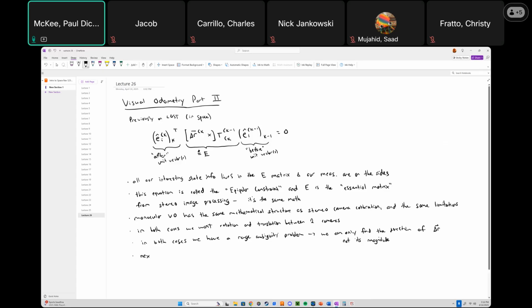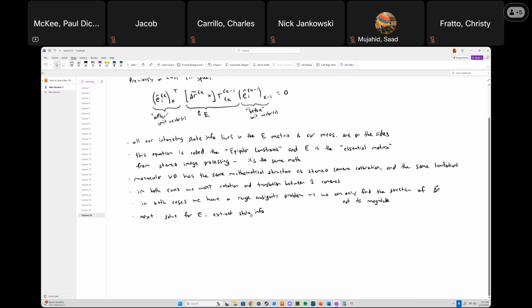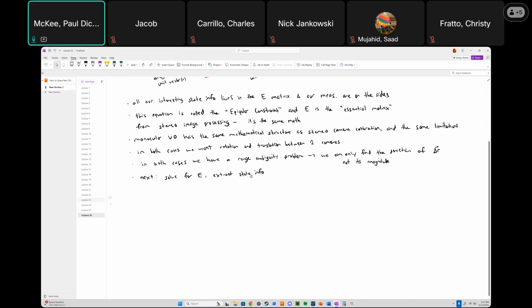So in either case, next is to solve for E and extract state info. There is a method of solving for E given this type of problem, and it has a name. It is called the 8-point algorithm.